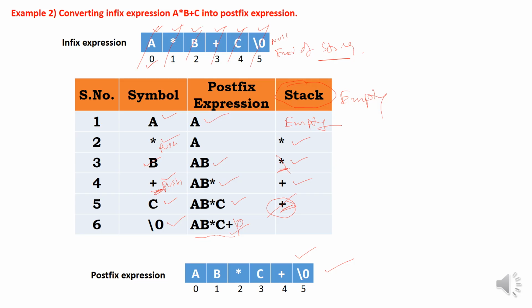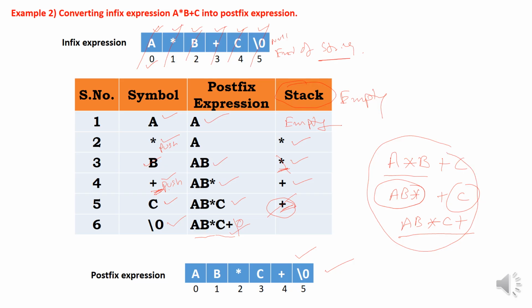Whether it is the correct answer or not, please check. A into B plus C. A into B will be converted first. AB into, this way, becomes an operand, plus C. This is an operand. AB into C plus will be your postfix expression, AB into C plus \0. So this is what we perform on paper with pen, and this is the actual procedure to convert an infix expression into a postfix expression. The sequence of steps we have followed here forms the algorithm.